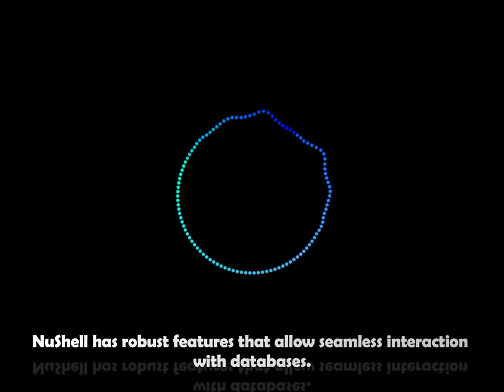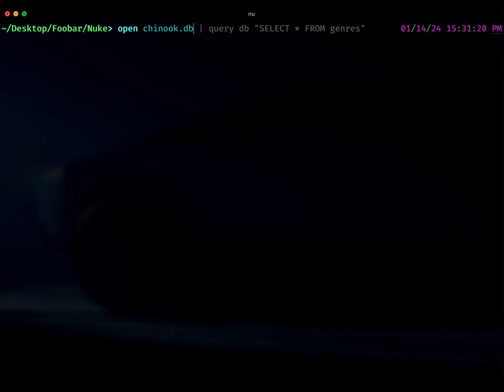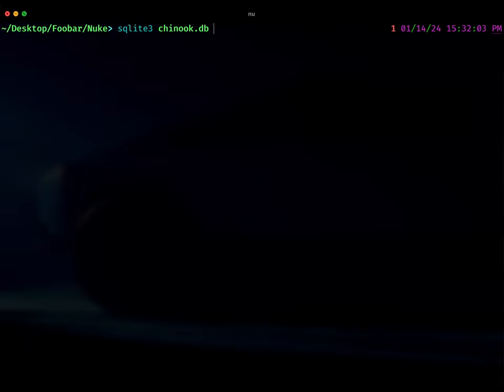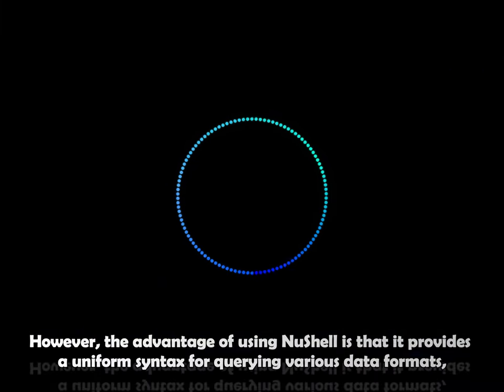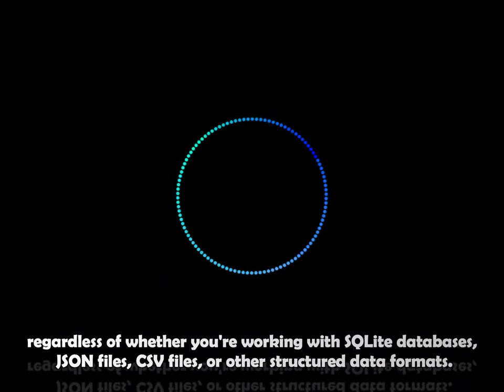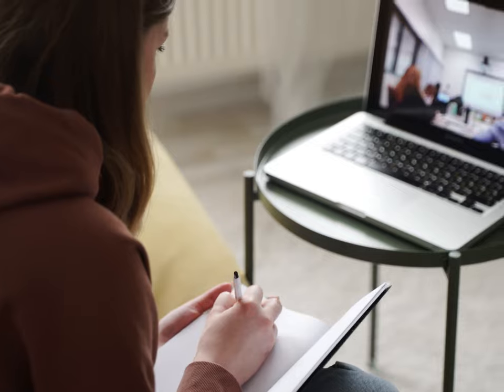Nushell has robust features that allow seamless interaction with databases. Let's say we use the following SQLite schema. Of course, it's also possible to use tools like the sqlite3 command line tool to execute SQL queries. However, the advantage of using Nushell is that it provides a uniform syntax for querying various data formats, regardless of whether you are working with SQLite databases, JSON files, CSV files, or other structured data formats. Apart from that, Nushell delivers a table again, which then can be piped into other Nushell commands.